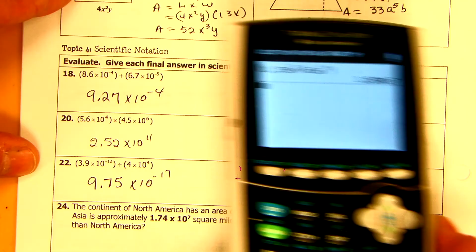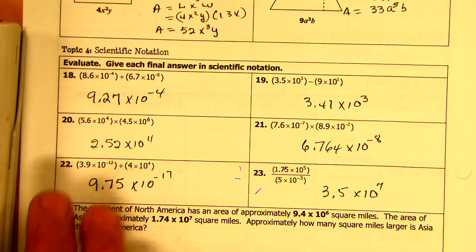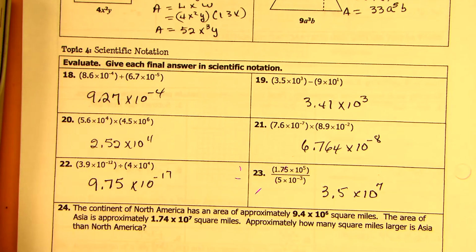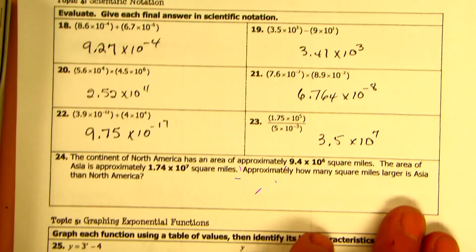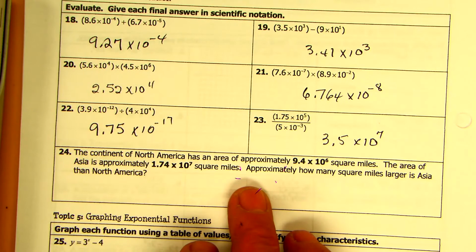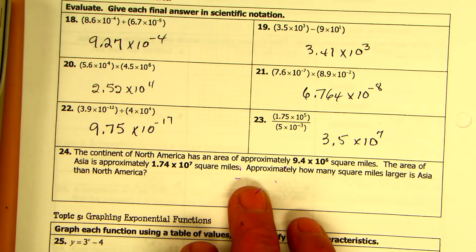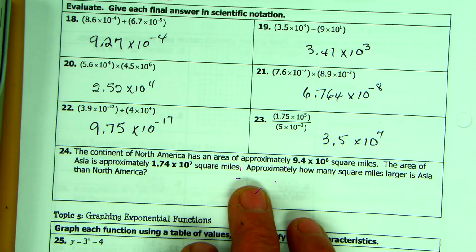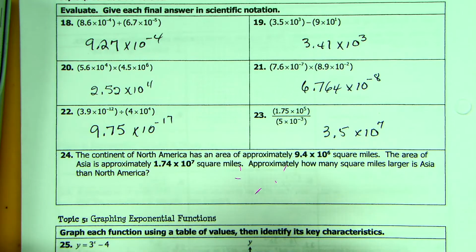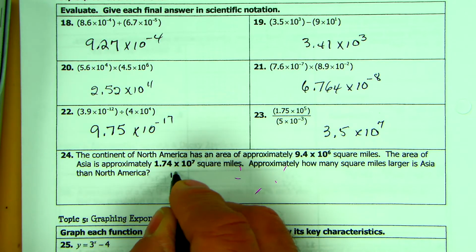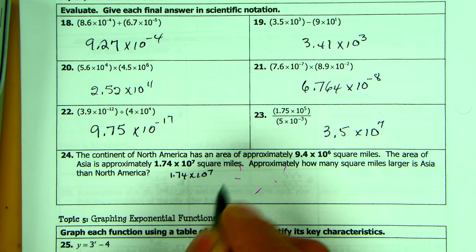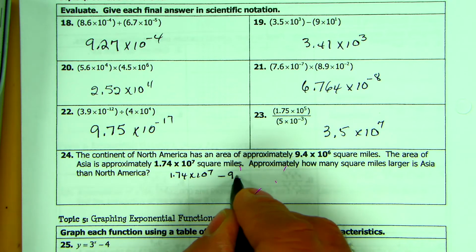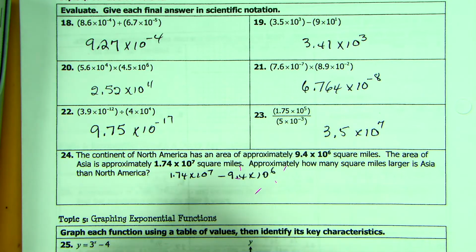Okay. Now let's look at the word problem 24. It says the continent of North America has an area of approximately 9.4 times 10 to the 6 square miles. The area of Asia is approximately 1.74 times 10 to the 7th square miles. Approximately how many square miles larger is Asia than North America? So if that's our question, we're going to say we have 1.74 times 10 to the 7th square miles minus 9.4 times 10 to the 6th square miles.